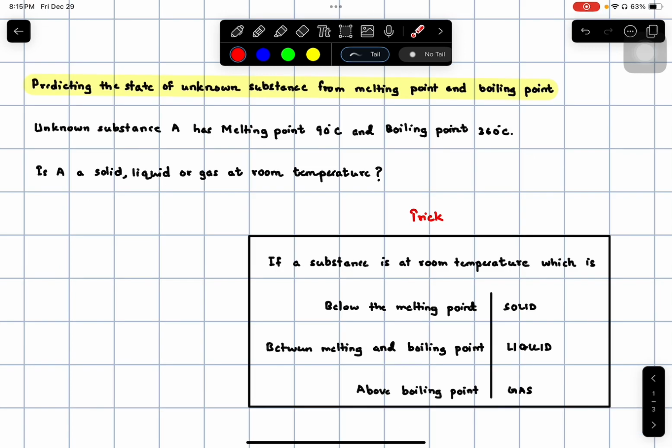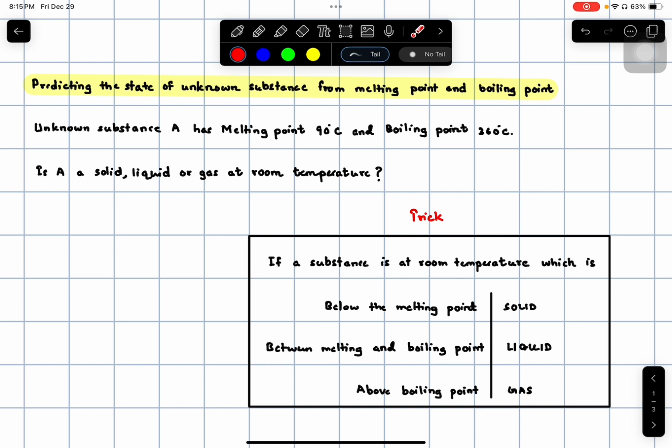A common exam question about melting point and boiling points is predicting the state of an unknown substance if you were given the melting point and boiling point. For example, you're given an unknown substance A, and it is said that it has a melting point of 90 degrees Celsius and a boiling point of 360 degrees Celsius.